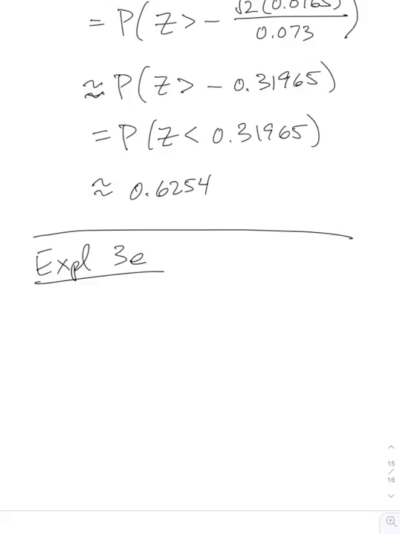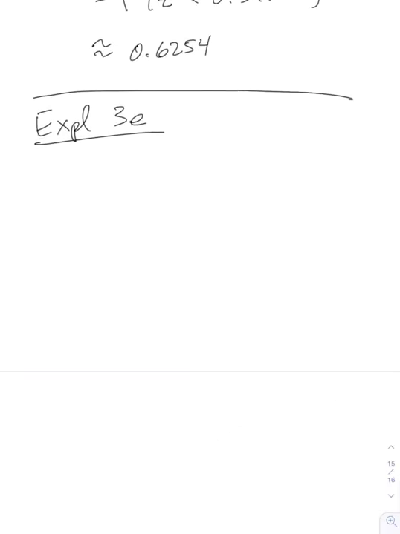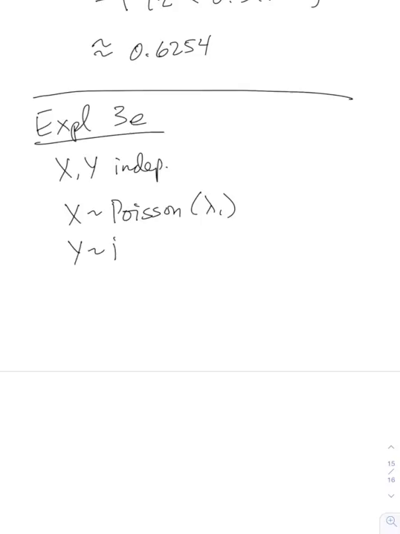Okay, so example 3e. In this example, we have two random variables. They are independent. X is now discrete. It's going to be Poisson lambda 1. Y is also Poisson lambda 2. And we want to know about x plus y.